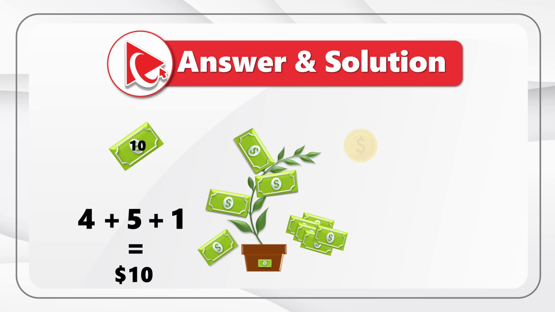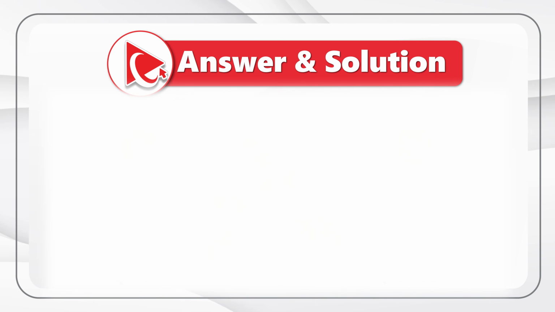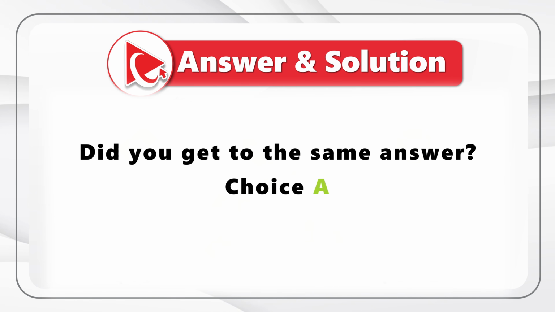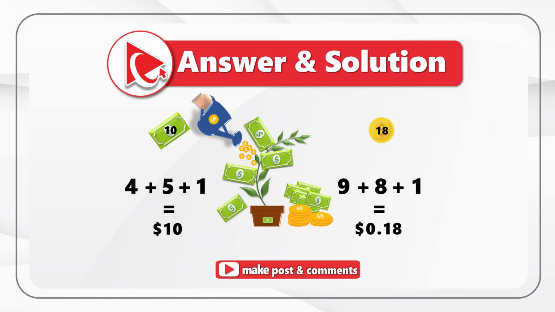Now let's count the coins. We see 9 coins to the right of the flower. Then we see 8 coins coming out of the watering can. And then there is 1 coin on top of the watering can, which is easy to miss. Did you get to the same answer? Choice A, $10.18? If you didn't, please make sure to post your answer and whatever other coins or dollar bills I missed in comments.